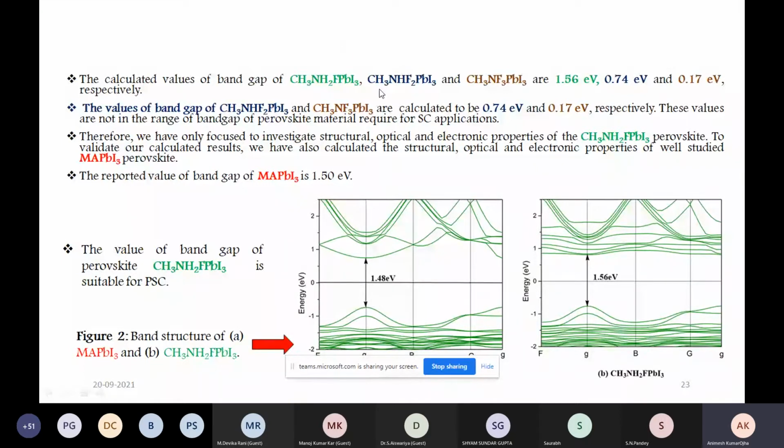the CH3NH3 lead iodide perovskite, and therefore this compound is suitable for the perovskite solar cell. Okay, and in this case, however, the other two compounds have band gaps of 0.74 electron volt and 0.17 electron volt. These values are not lying in the range of the band gap for perovskite material required for solar cell application. So we left these two and we only focused on the first one, which is CH3NH2F PbI3. And you see here, okay, what happens to the interaction between organic and inorganic cation.